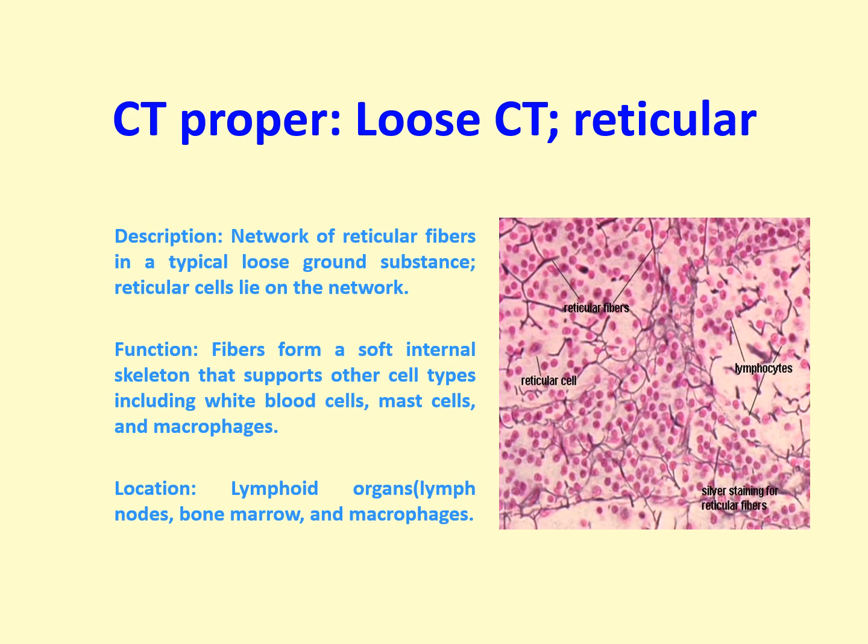Reticular connective tissue has a viscous matrix and a branching network of fibers, and it provides a supporting framework like in the spleen and your bone marrow. So fibers form a soft internal skeleton that supports the other cell types like white blood cells, mast cells and macrophages. So they provide a loose soft network for supporting other cells.